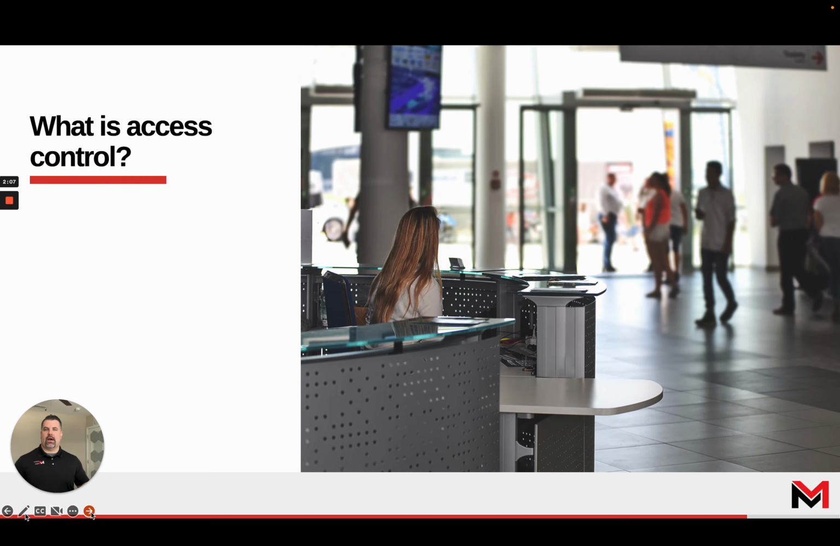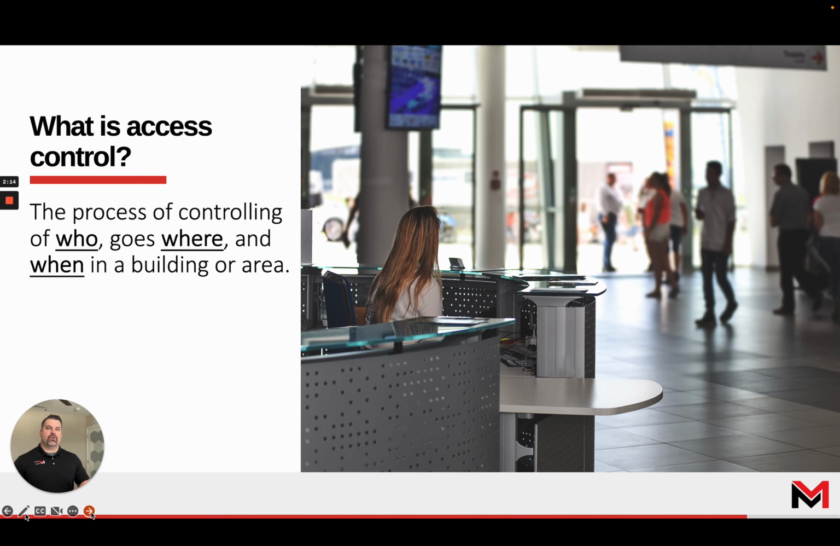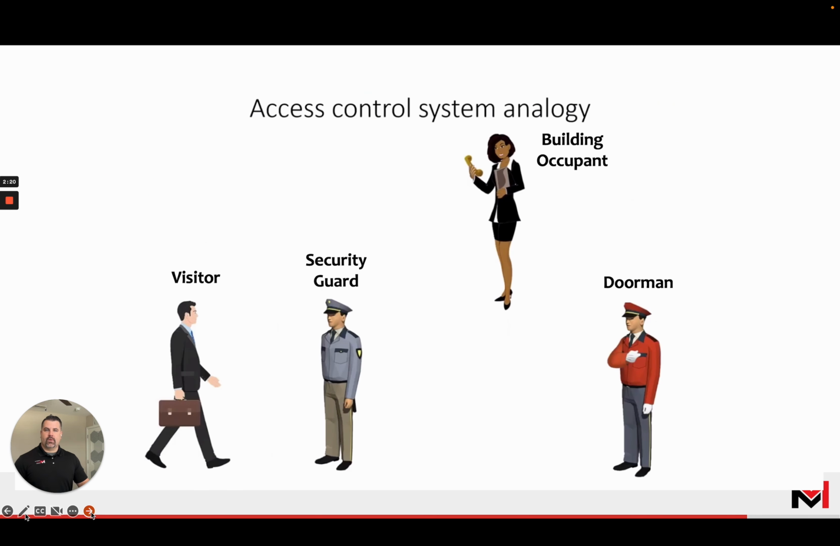So let's drill this down. What is access control? Ultimately, at its best definition, it is a process of controlling who goes where and when in a particular building or area. So let's look at an analogy of how these systems work, using a real world example. We've got a visitor who's going to come to a security guard, there's some sort of a tenant or occupant, and then there's a doorman that's going to let them into the facility. So let's take a look at how this would work with access control.